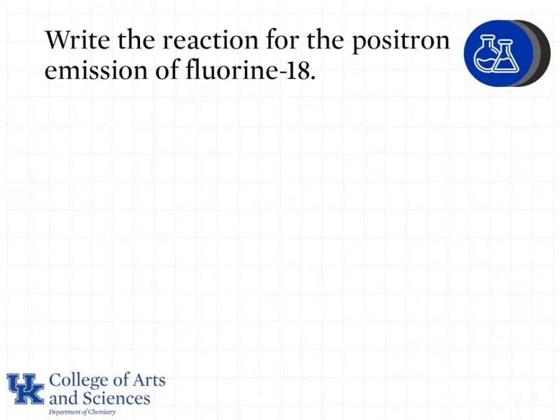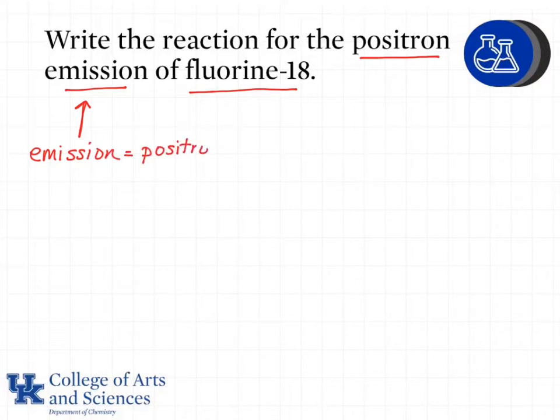In this example, we're not given an equation to start with, so we have to take the information given and write the entire equation. Write the reaction for the positron emission of fluorine 18. First, we need to recognize that emission means that the positron will be acting as a product. This lets us know which side to write the positron particle on when we write the equation. We're looking at the emission from fluorine 18, so that will be our reactant. We can look up the atomic number of fluorine from the periodic table and find that it's 9.